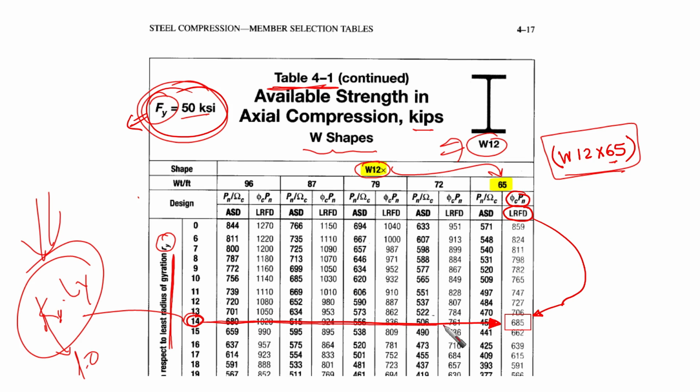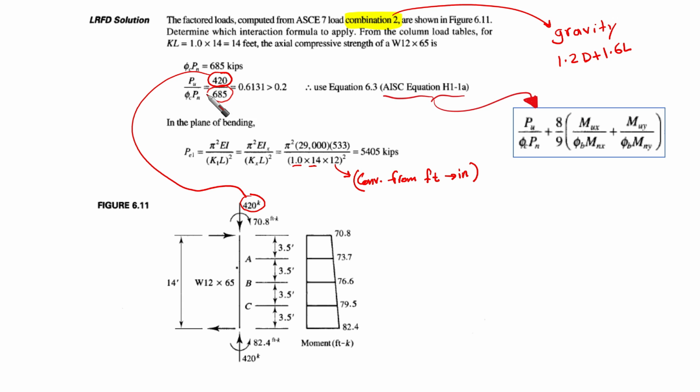Go horizontally, and you are going to find that phi c Pn equals, for LRFD, 685. Then we're going to use it here. This is the condition that we need to get, right? When we get the ratio, it is 0.6, larger than 0.2. This means that we need to use equation H1-1a, which is slightly reducing the moment term, right? This is the equation. Let's go to the equation here and see what we are going to have.